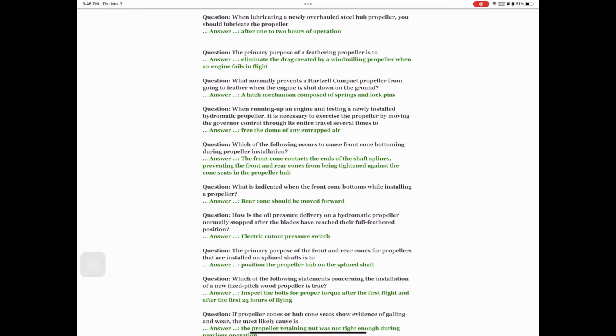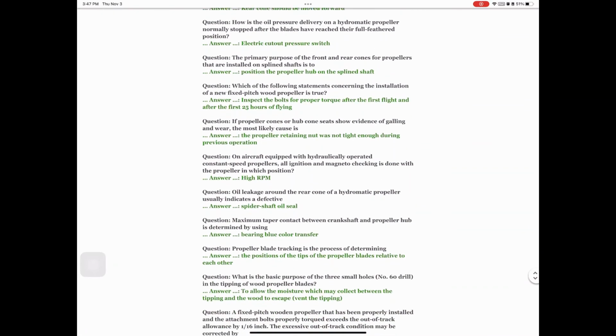Question. The primary purpose of the front and rear cones for propellers that are installed on spline shafts is to? Answer. Position the propeller hub on the spline shaft. Question. Which of the following statements concerning the installation of a new fixed pitch wood propeller is true? Answer. Inspect the bolts for proper torque after the first flight and after the first 25 hours of flying.